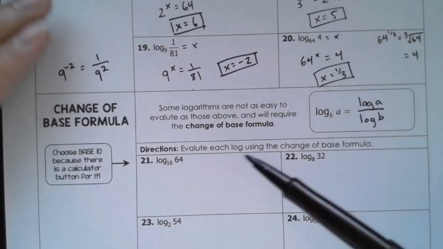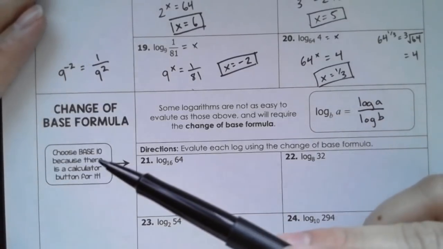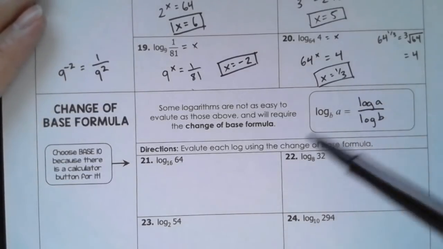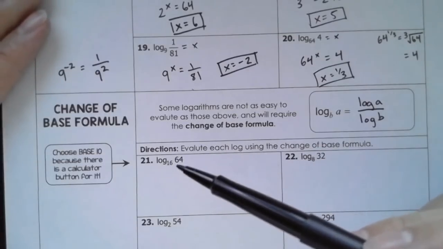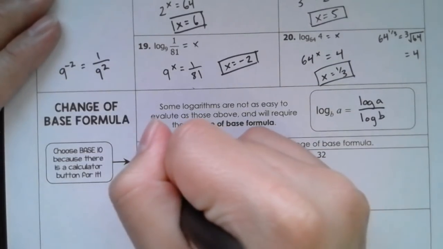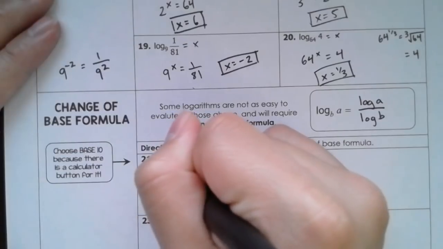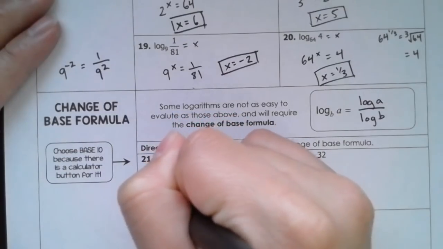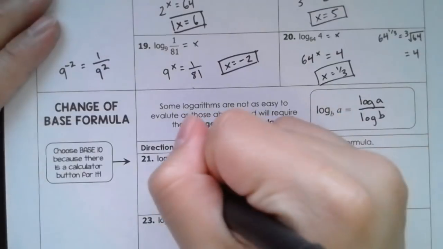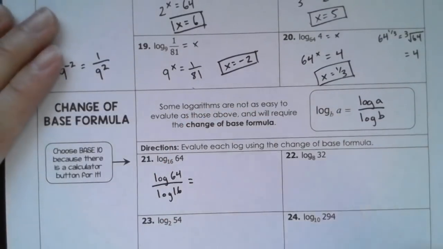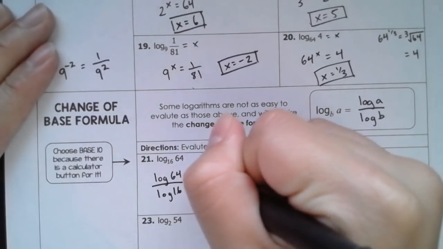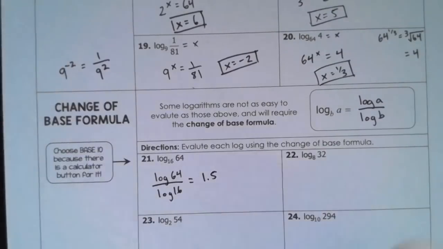In your calculator, the log function is just base 10. So right here, I can rewrite this as log of 64 over log of 16. And if you input this in your calculator, you're going to get 1.5. So again, some of these are easy enough that we can see where this comes from.